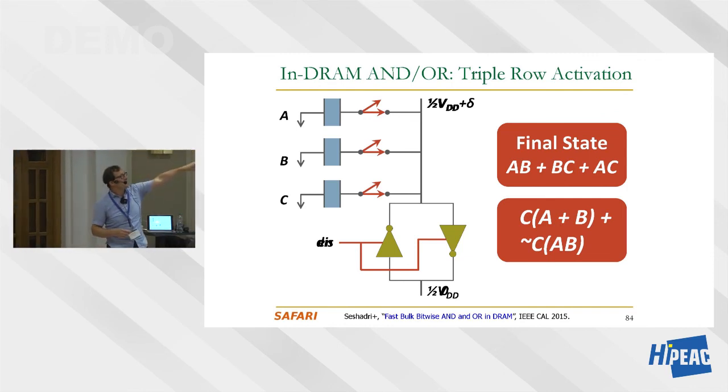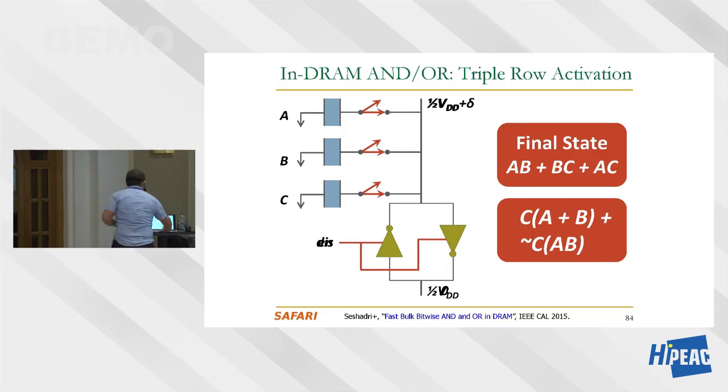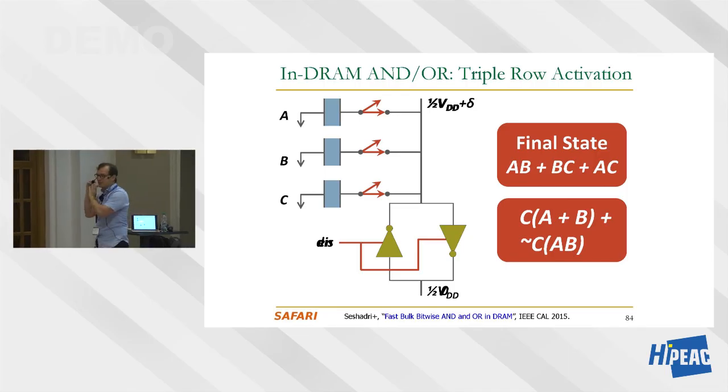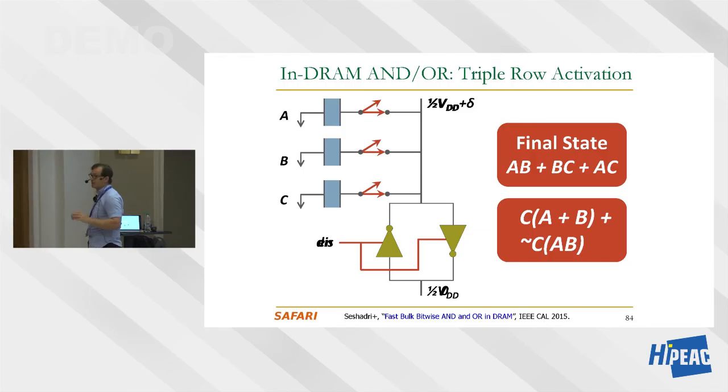So again, this is the same subarray. Now I have 3 rows over here, A, B, C, and I've connected them to a sense amplifier over here. Same picture that I showed you earlier, different colors. Imagine we're going to do this operation across the entire subarray, 8 kilobytes. Assume that we concurrently activate all 3 rows. This is called triple row activation.